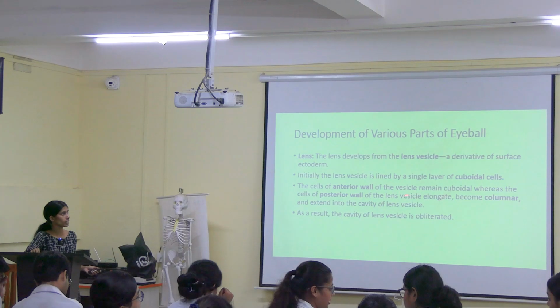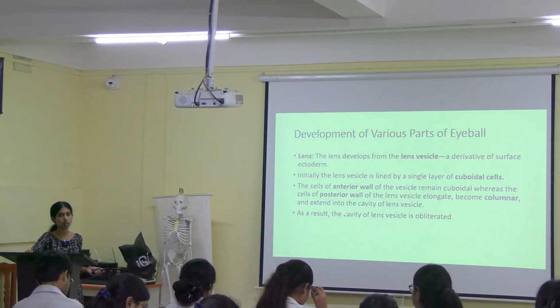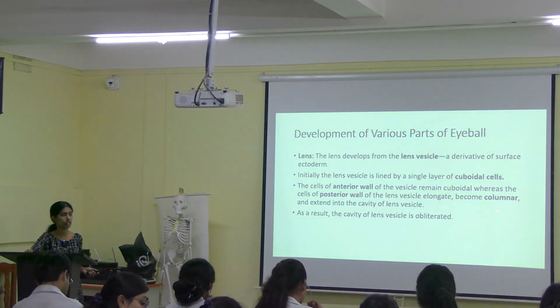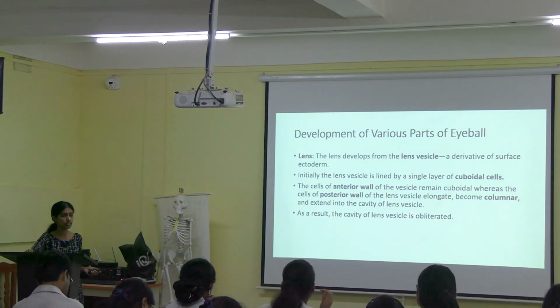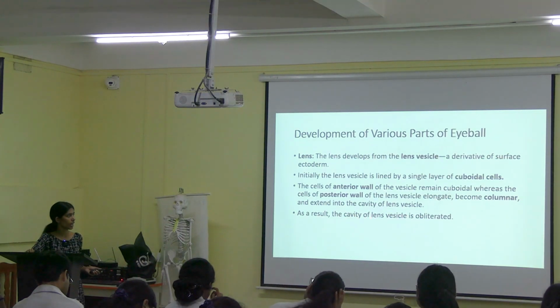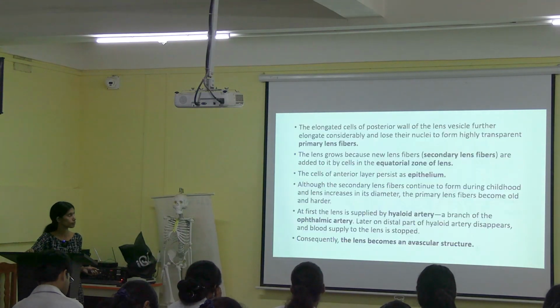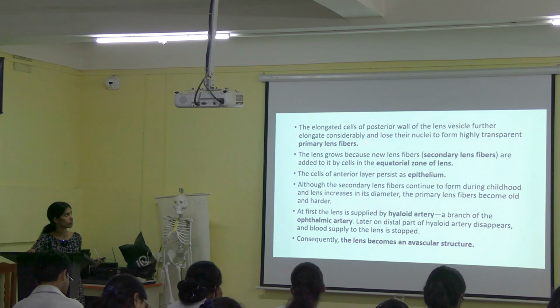The cells in the anterior wall of the vesicle will remain cuboidal, whereas the cells of the posterior wall of the lens vesicle elongate and become columnar. Later they will extend into the cavity of the lens vesicle. As a result, the cavity of the lens is obliterated, that means the cavity will be closed. The elongated cells of the posterior wall of the lens vesicle further elongate considerably and lose their nuclei to form highly transparent primary lens fibers.